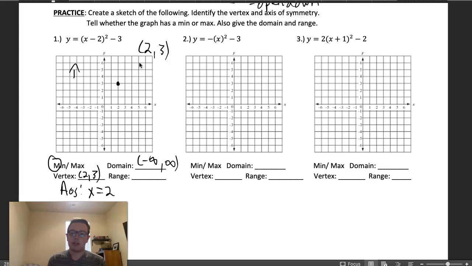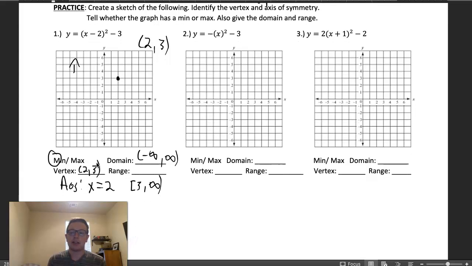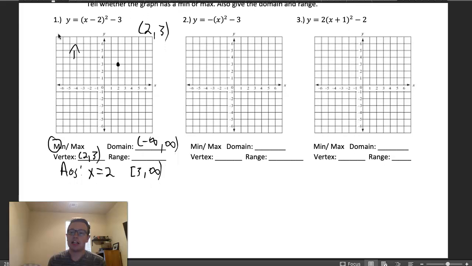So our range will start at 3 and go to positive infinity. Now, how do we actually graph a parabola or graph a quadratic? Well, we're going to rely on a table telling us what values change for x and y.